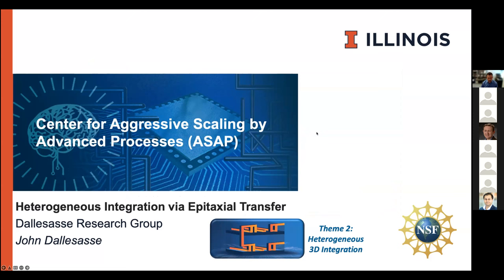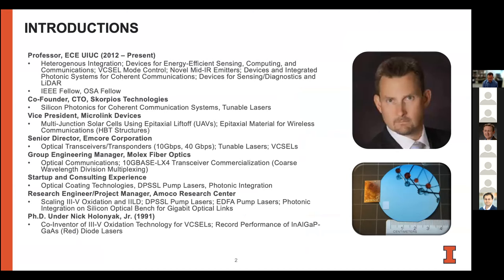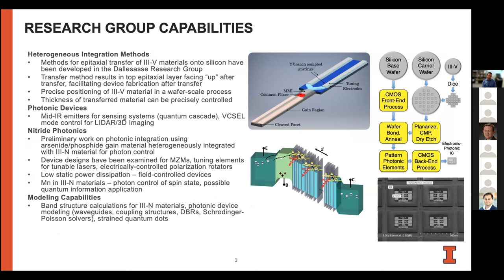Yes. By way of introduction, I'm John Dallesasse. I'm a professor here at Illinois. I've been here for about 10 years. Prior to that, I spent about 20 years in industry in a variety of roles for a variety of company sizes. My group does a number of things beyond just the heterogeneous integration that we'll talk about here, including work on photonic devices for mid-infrared applications, nitride photonics, and modeling capabilities.